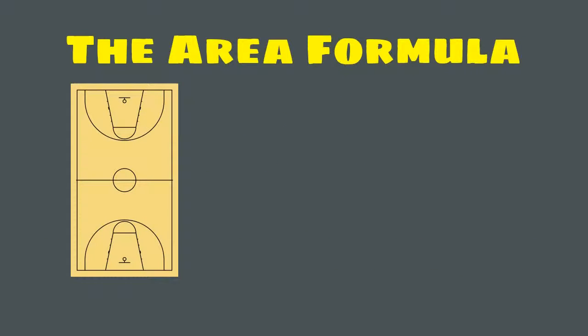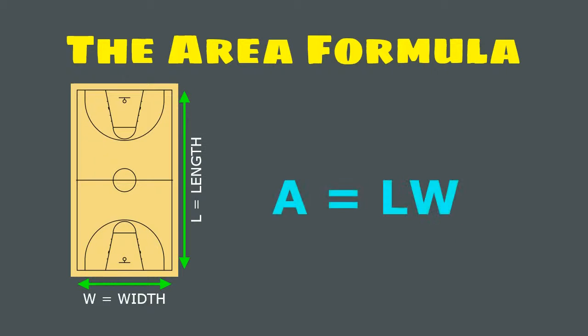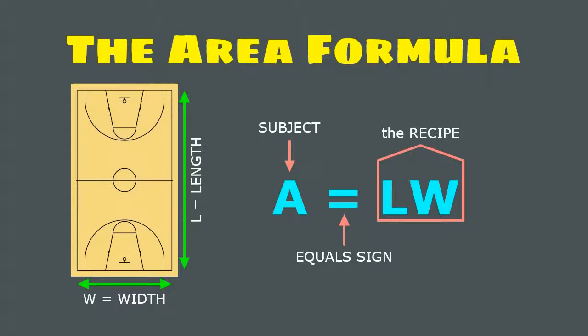A basketball court is a rectangle. The area of the court depends on its length, L, and width, W. This is the formula to find the area of a rectangle when its length, L, and width, W, are known. To find the area, A, we must multiply the length, L, and the width, W. LW means the same as L times W.